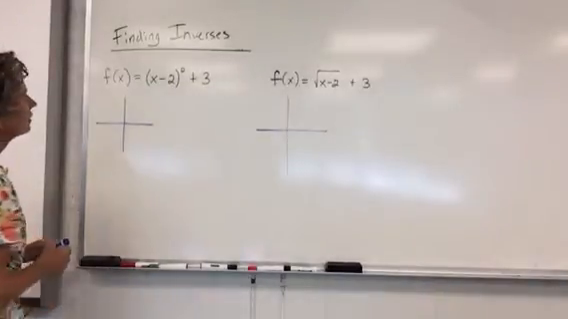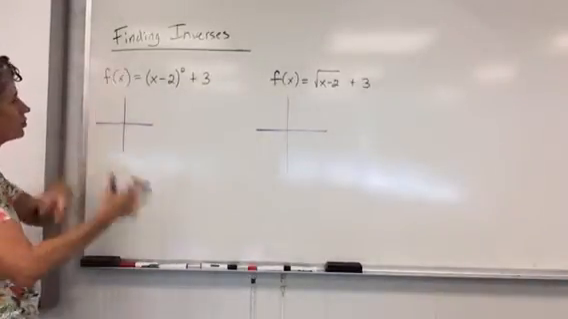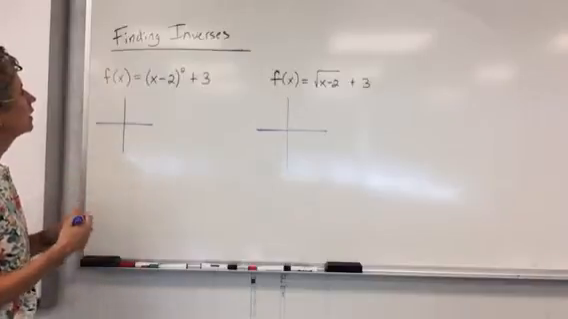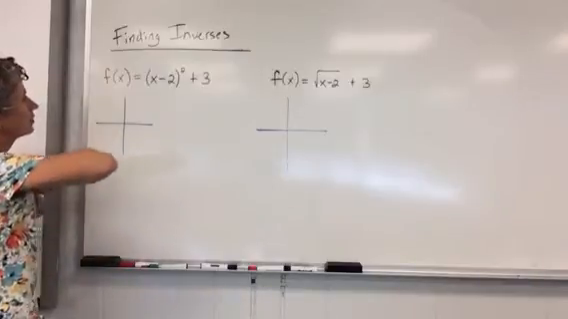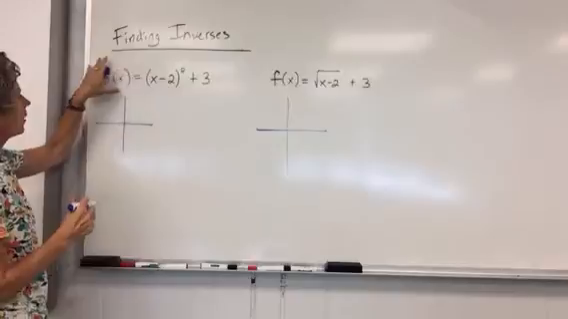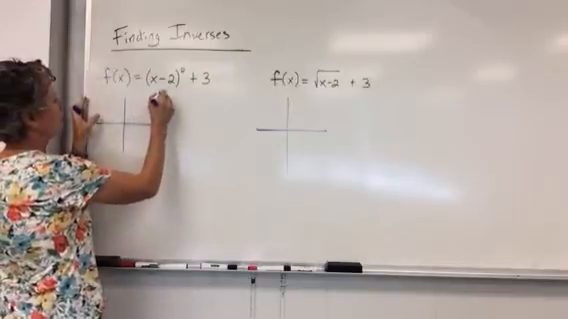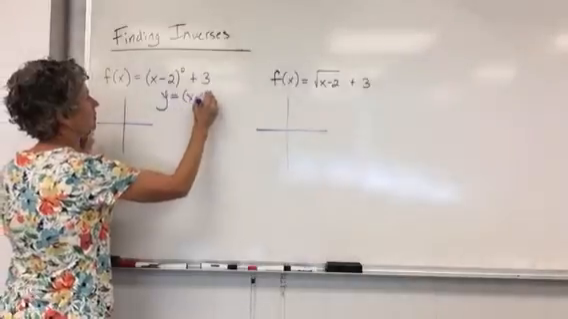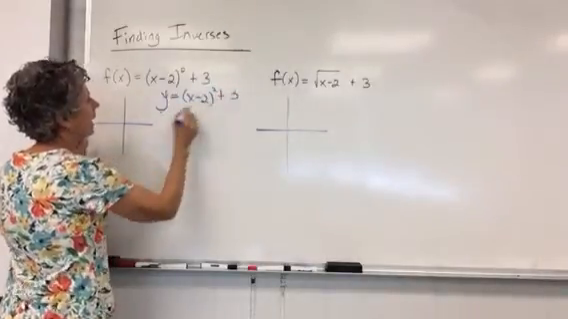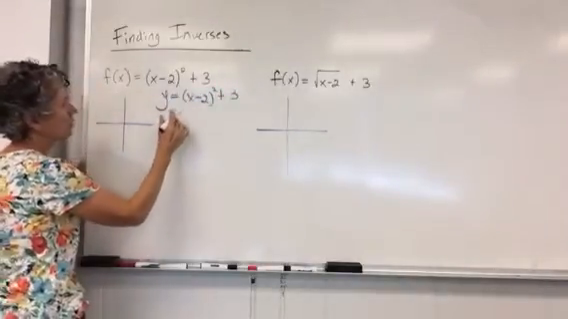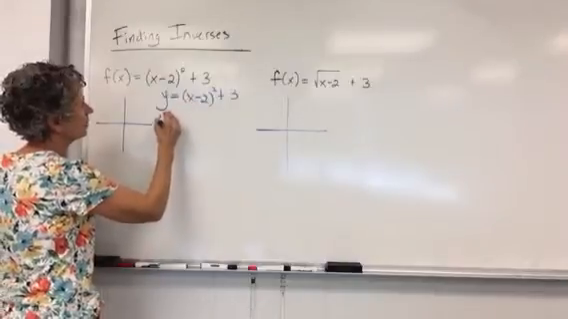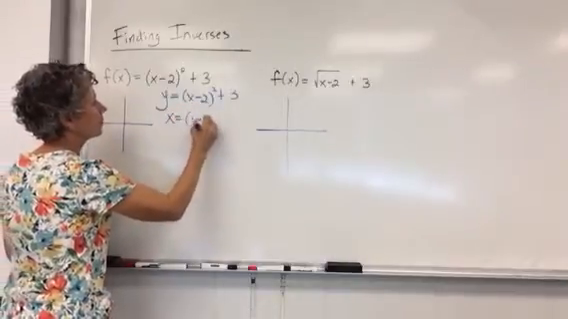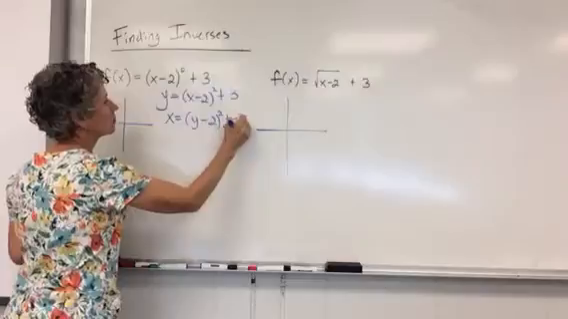Okay, finding inverses. So the inverse is when you undo the function. So what we're talking about here would be undoing a parabola. One way to do it is to change your f of x to y, that's your y. And then you want to interchange the x and the y. So this would be x is y minus 2 squared plus 3.